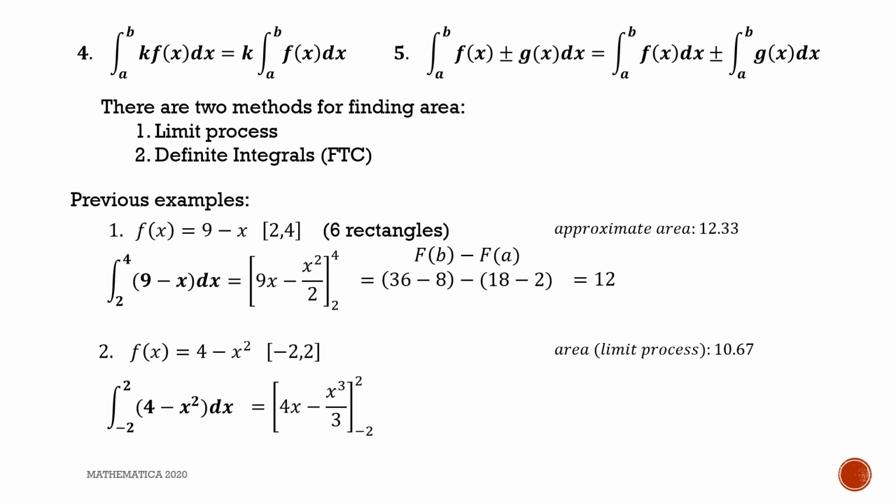I find the antiderivative of 4 minus x squared, which is 4x minus x cubed over 3, and I evaluate this between negative 2 and 2. Once again, my lower bound a is negative 2, my upper bound b is 2, f of b minus f of a, and I end up with 32 over 3. And what is 32 over 3? 32 over 3 is 10.67. Much quicker way to find the area underneath the curve than the limit process.